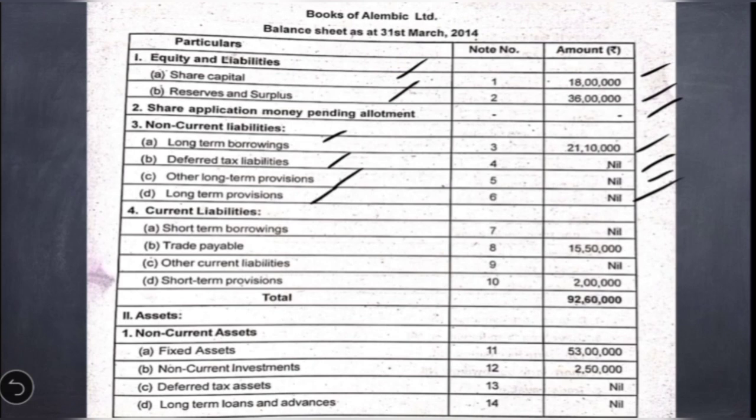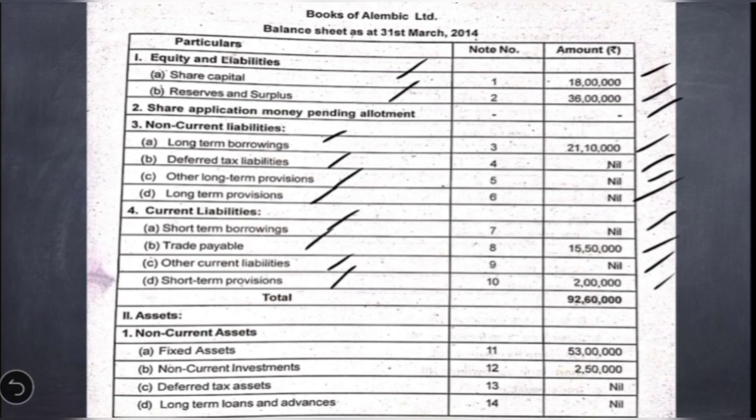Under that, note number 7 is short-term borrowings amounting to nil. Then trade payables 15 lakh 50,000. Other current liabilities, note number 9 nil. Then short-term provisions, note number 10, 2 lakh. So when you take the total from 1 to 10, you get the total of 92 lakh 60,000. So that is the total of equities and liabilities.